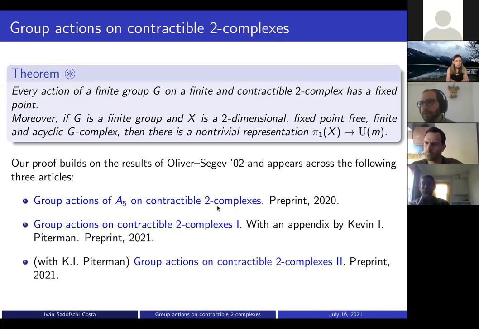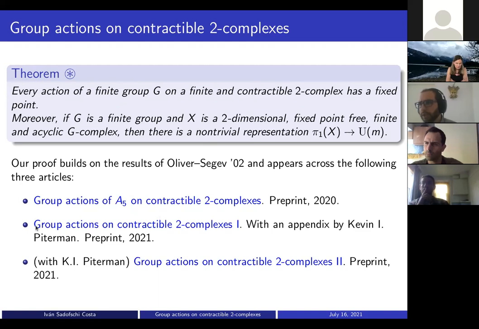This proof builds on the classification by Oliver and Segev and appears across the following articles. In this first article, we do some reductions using the classification, which reduce the proof of this to proving it for each of the groups in this classification by Oliver and Segev. And moreover, in a really computational way, we prove something for the group A5, which gives this result in the case of A5. But the proof was rather computational.